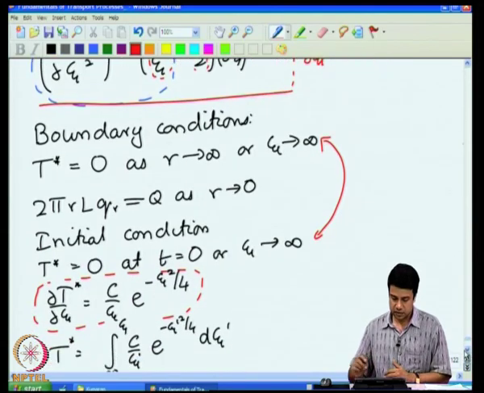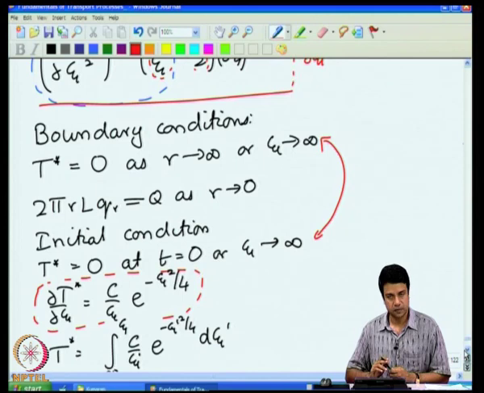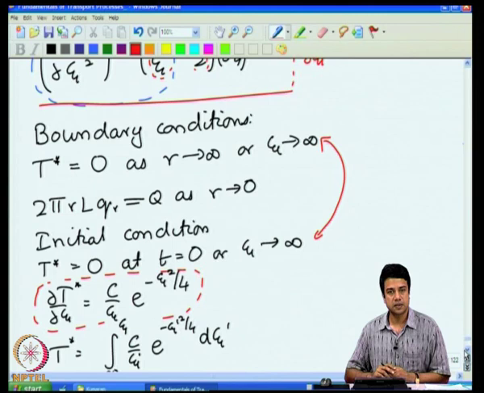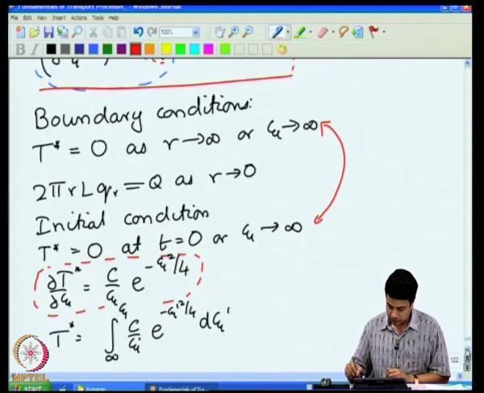And we had two boundary conditions. One is that T is 0 as r goes to infinity or psi goes to infinity, and the other is that 2 pi r L times q_r is equal to the heat coming out per unit time from the wire, in the limit as r goes to 0 at the surface of the wire itself. What is being specified is the total heat coming out per unit length of the wire, not the temperature or the heat flux, because the heat flux cannot be specified as the surface area is going to 0. So, the heat flux is finite, the heat coming out will go to 0, and we solved this quite easily.